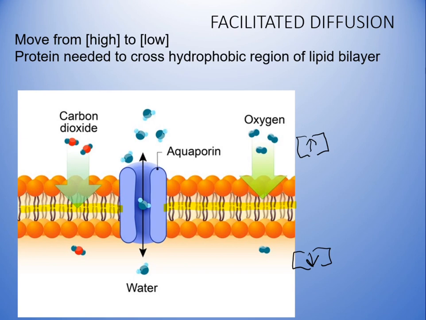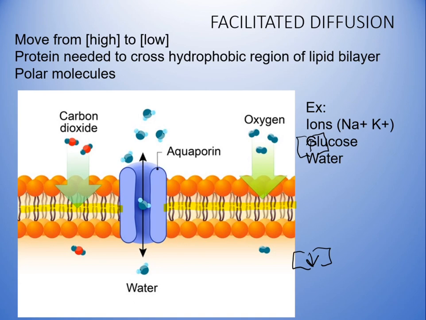It's kind of like a bridge. They need this protein to span the phospholipid bilayer so that they can use the protein as a bridge to cross. And that's what you're seeing right here with water. Water is crossing over the phospholipid bilayer with a protein called an aquaporin. What type of molecules usually do facilitated diffusion? Polar ones. Water, glucose, ions, right? Like sodium and potassium. All right, so simple diffusion, little tiny molecules, nonpolar. Facilitated diffusion, a little bit bigger, polar.